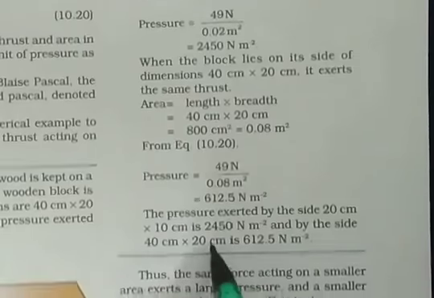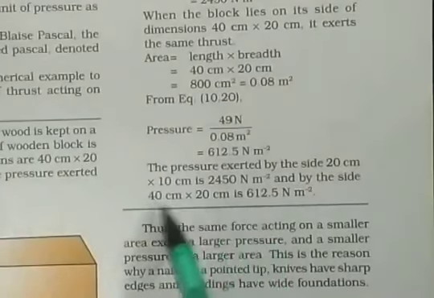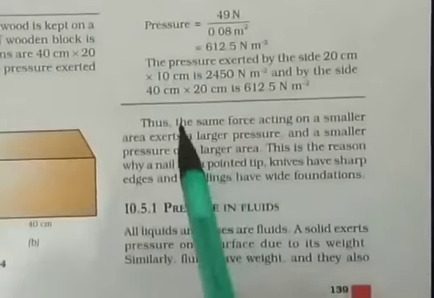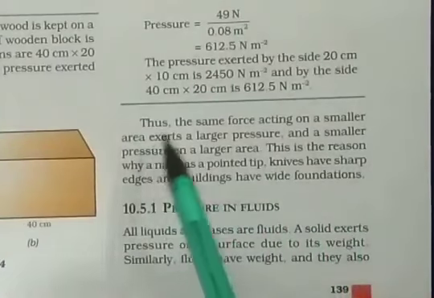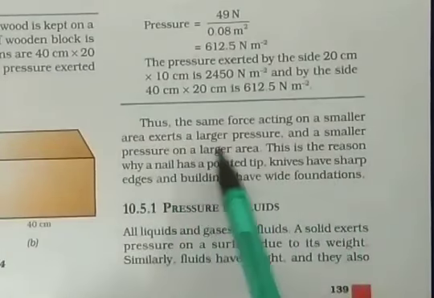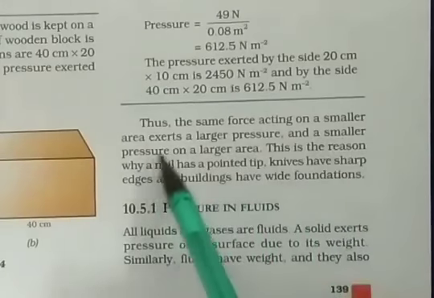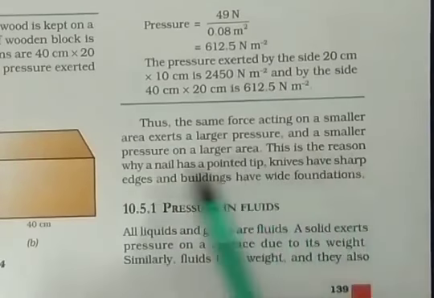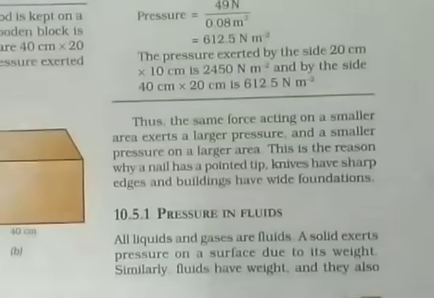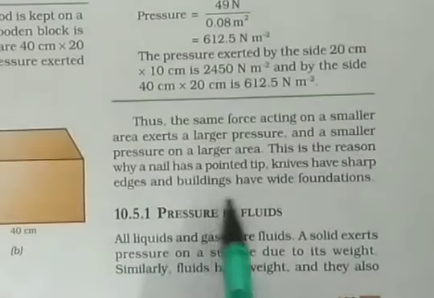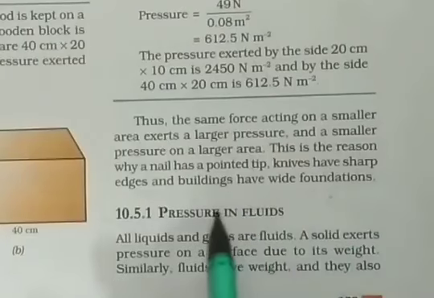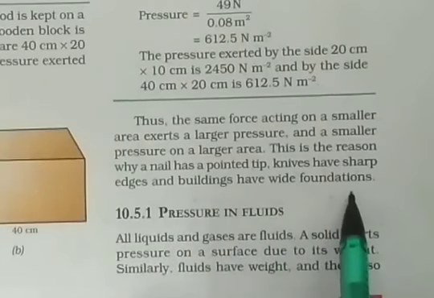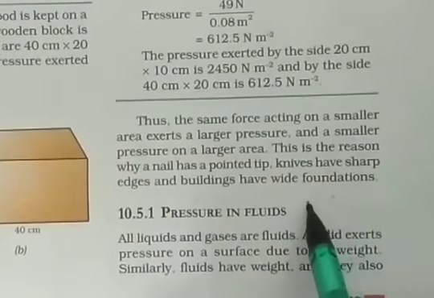Right? The pressure is less on this side, since the larger area is in contact with the table. So thus the force acting on a smaller area exerts a larger pressure, and a smaller pressure on a larger area. This is the reason why a nail has a pointed tip, knives have sharp edges, and buildings have wide foundations. So the weight is distributed over a larger surface area. So buildings always have wide foundations. If it has a narrow foundation, the building can fall down.